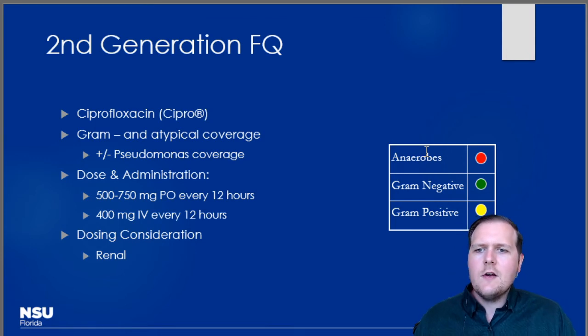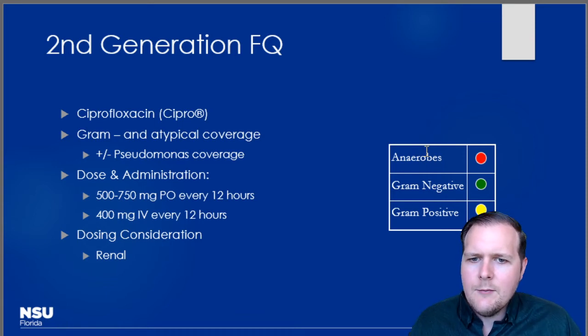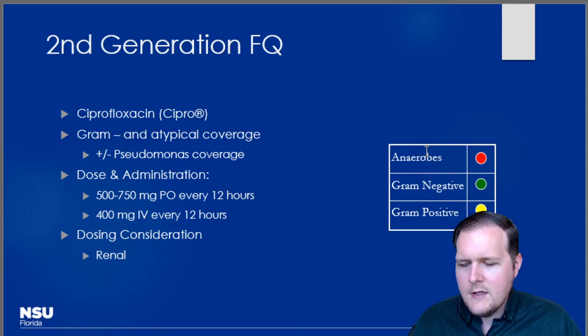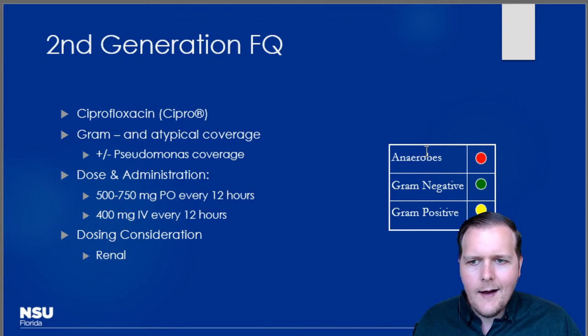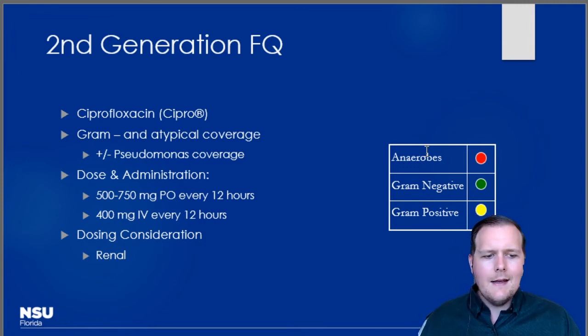But starting with the second generation, we'll see with Cipro, it has pretty good gram-negative and atypical coverage. It's kind of plus or minus on Pseudomonas, so you won't see Cipro used as commonly for pseudomonal infections, systemically speaking, that is. I'll talk about some exceptions to that in later sections.